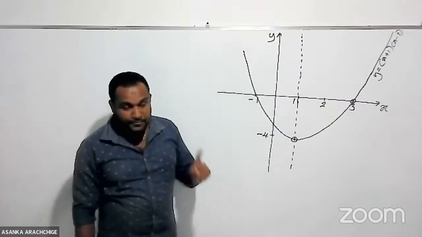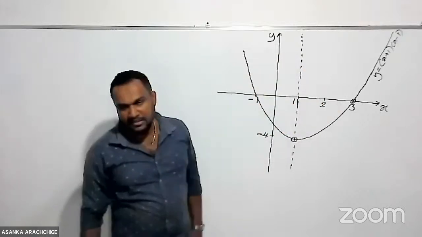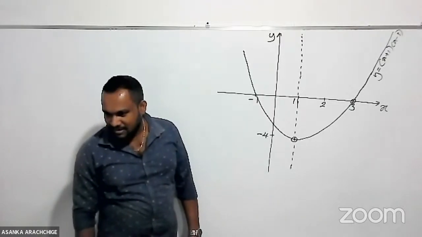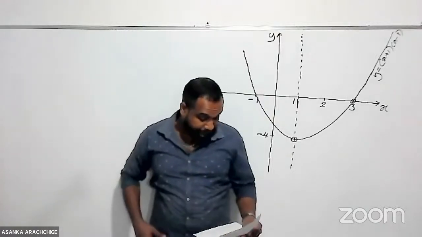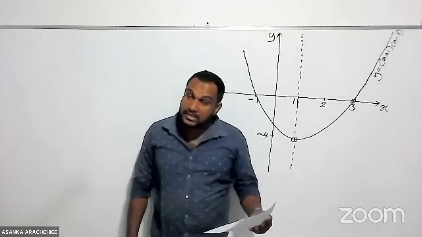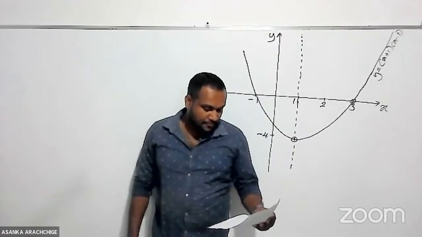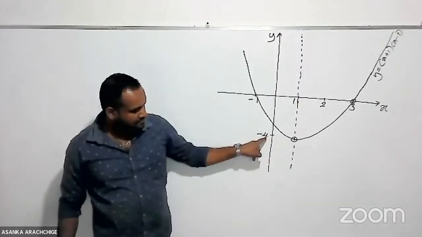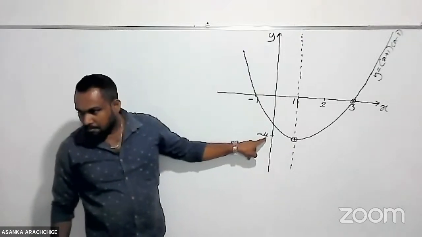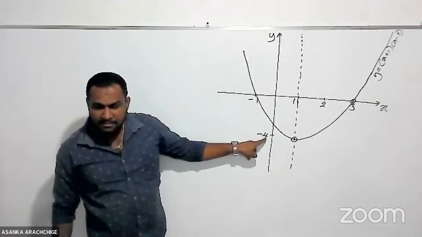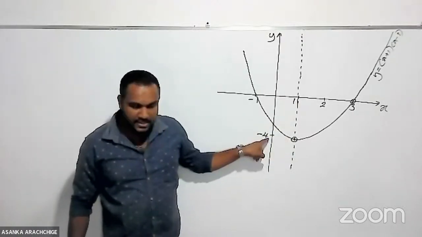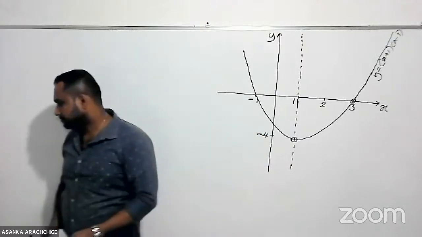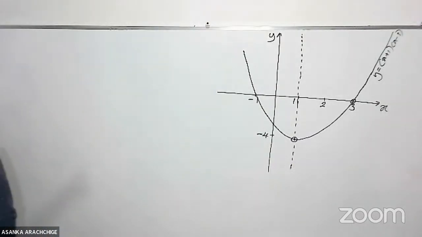In case you forget to name the x-axis and y-axis like this, then definitely one mark will be deducted from your marks. Understood? Then by using the graph, find the minimum value of the function. This is the minimum point. The minimum value is minus 4. Minimum value means the y coordinate of the minimum point.